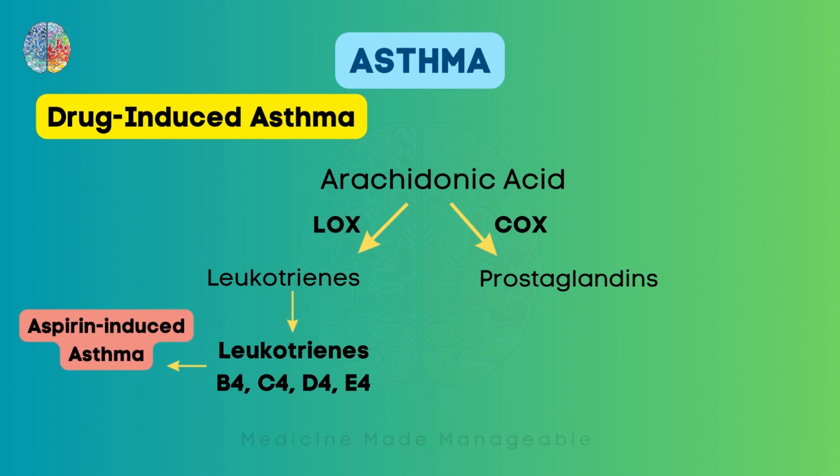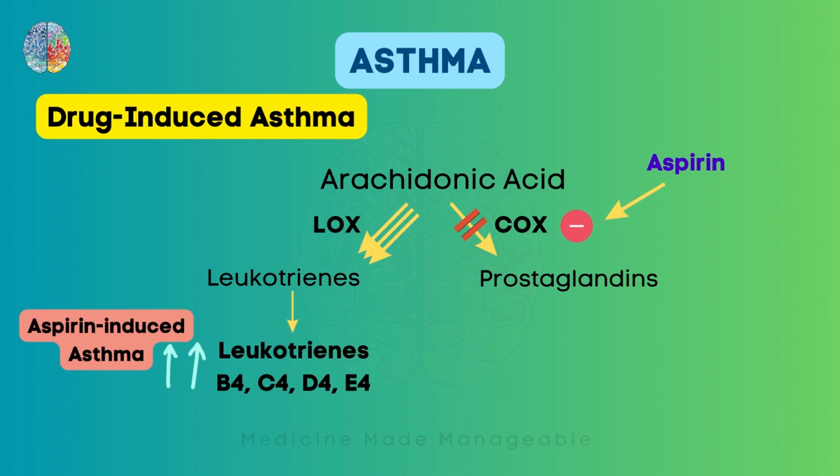Now where does aspirin come in all of this? Aspirin comes and inhibits the COX enzyme. So arachidonic acid will not take the prostaglandin pathway and will be shifted more towards the leukotriene pathway. Due to this, a lot of leukotrienes will be formed and this can produce an aspirin-induced asthma attack.